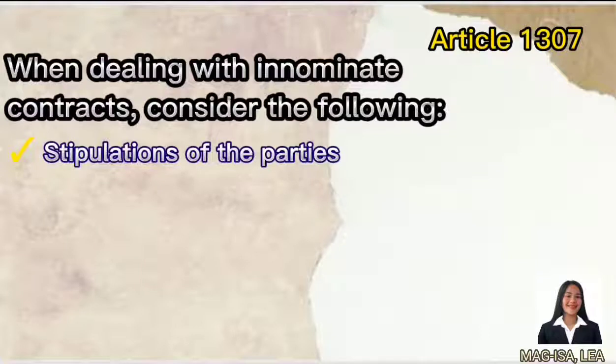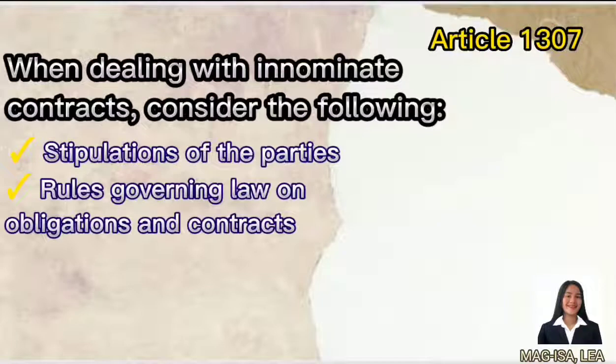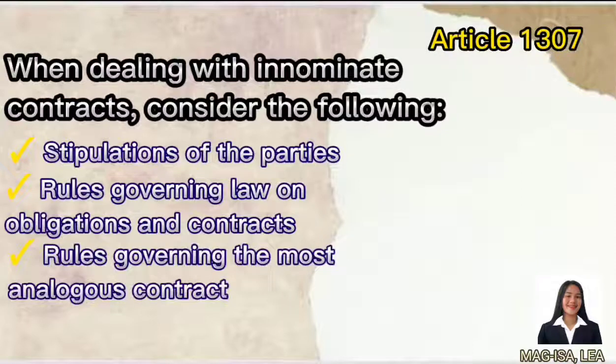So, okay lang siya. Okay, masusunod yung mga stipulation ng mga parties. However po, kung hindi masyado malinaw yung stipulation ng mga parties, punta tayo sa number 2. Rules governing law on obligation and contracts. Pero kung minsan kasi, yung mismong obligation and contract, medyo naka-generalize. It refers to all kinds of contract. So, naka-generalize siya mga yan. Kapag hindi pa rin natin siya maintindihan or ma-deal with ang number 2, yung mga nabasa natin under obligation and contract, punta tayo sa number 3, which is rules governing the most analogous contract.